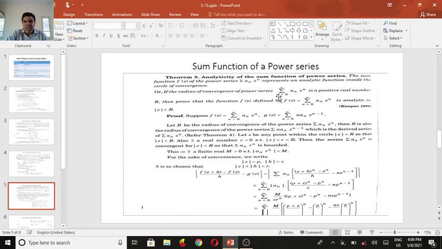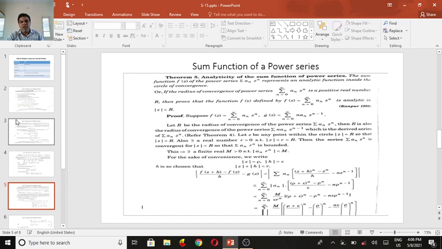Here one function we say is the power series, the sum of a_n z^n; we call that one function. The derivative of this function we call another form. Say I call this f(z) equal to the power series summation n from 0 to infinity a_n z^n. The derivative function I call g(z) equal to summation n from 0 to infinity n a_n z^(n-1).